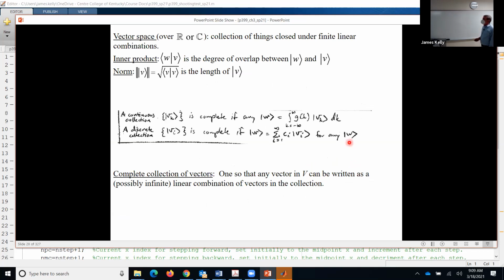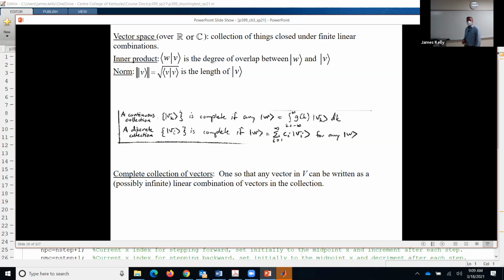Now, I think I mentioned this, although we went back to do those problems. What is a complete collection of vectors? Complete collection of vectors means that it's usually a subset of the vector space. So you're taking some collection of vectors, maybe an infinite collection, but still usually not the whole vector space, such that any vector in the vector space can be written as a linear combination of vectors in the collection.